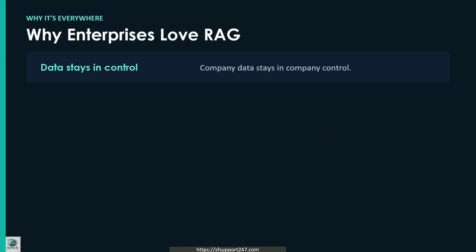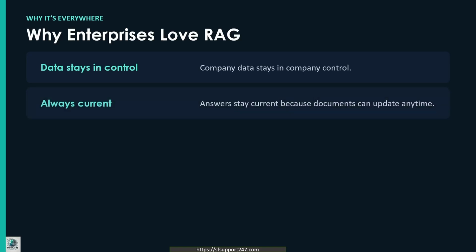Company data stays in the company's control. So if you go and ask ChatGPT what is today's salary of a company that you are applying for, it can just give the information it was trained on, what was available, but it will not have the latest company-specific data, right? So if we want specific data, then these companies will use their own internal AI to train that. Always current. Answers stay current because the documents can update anytime.